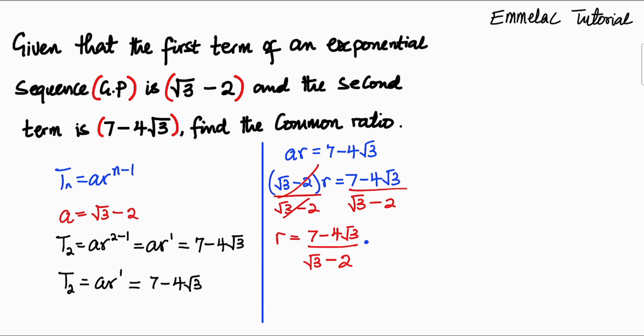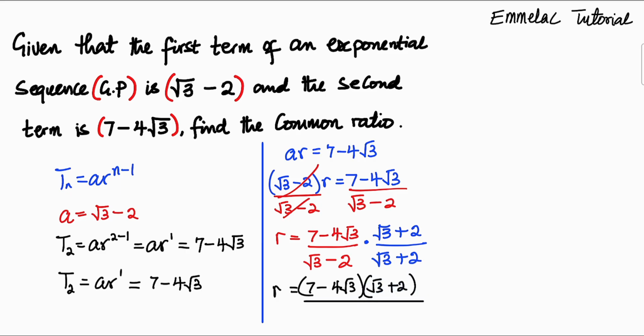So what does that imply? We multiply the numerator by the conjugate of the denominator. The conjugate is root 3 plus 2, all over root 3 plus 2. So we then have that r equals 7 minus 4 root 3 multiplied by root 3 plus 2, all over root 3 minus 2 multiplied by root 3 plus 2.